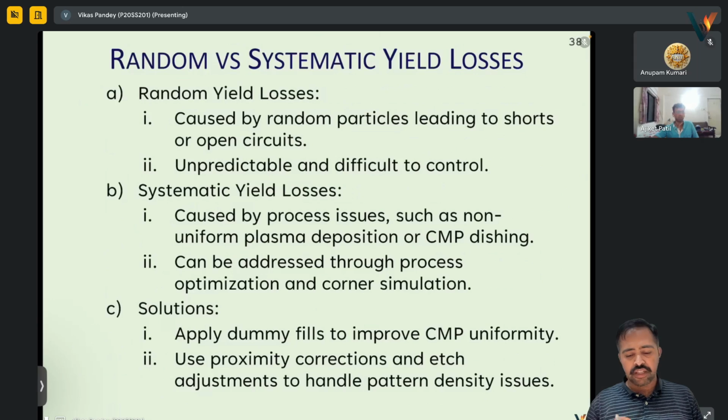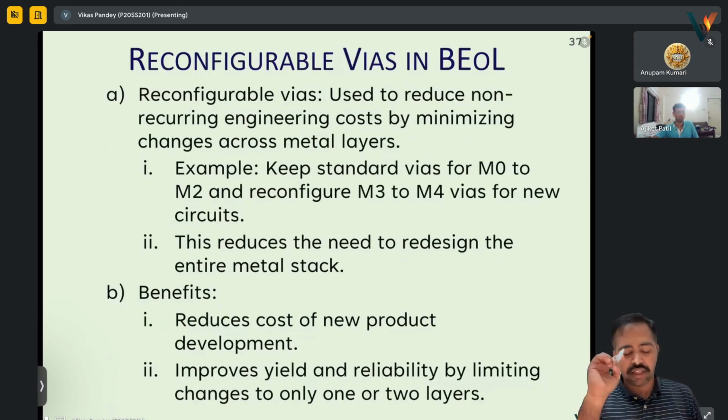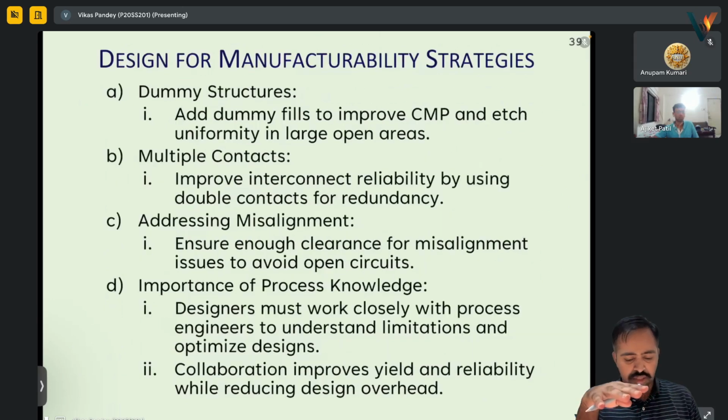In the last lecture, sir discussed one example, like a case study. So this is something related to that, a summarization of it. This is just a repetition. Like in CMP, one thing that is done and is important is that dummy fills are used to improve CMP.